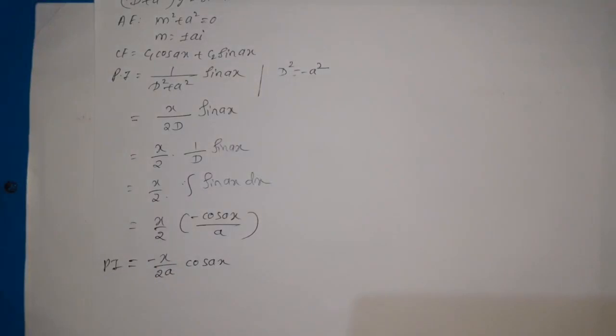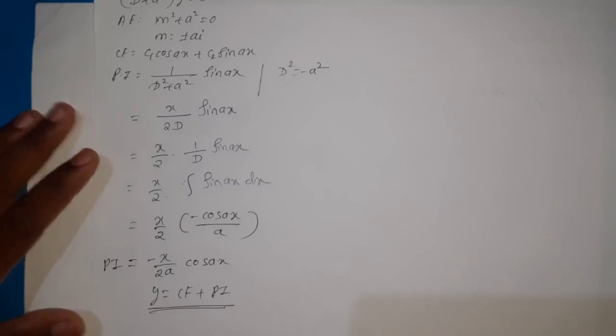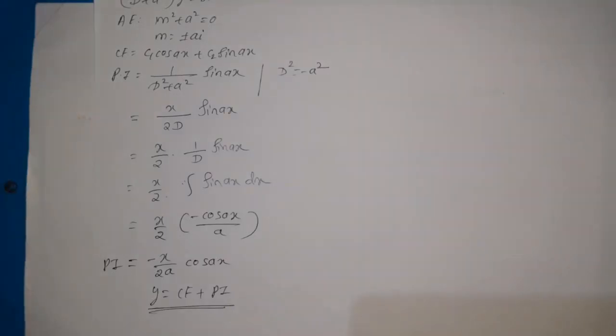Then write the complete solution. Y is equal to CF plus PI. Do not forget to write the complete solution. So this is the way to evaluate the particular integral when the denominator of the function gets the value equal to 0. So here this is important.